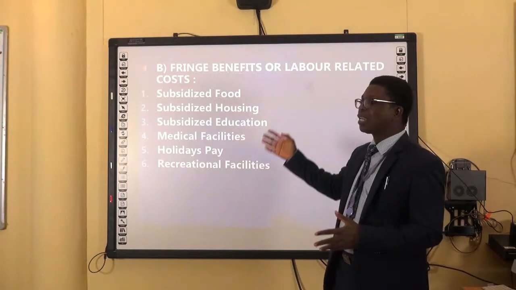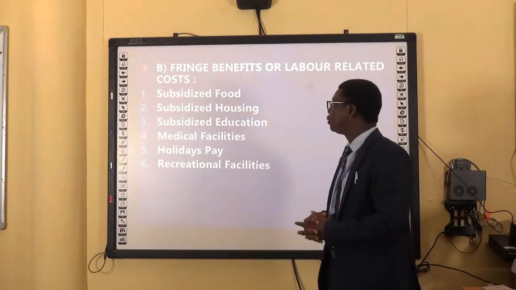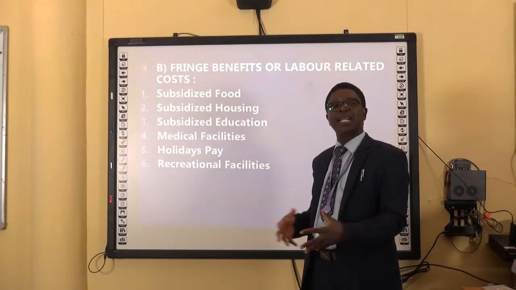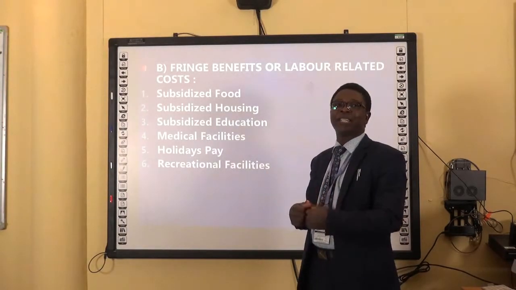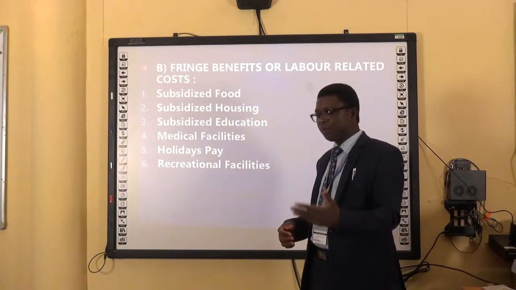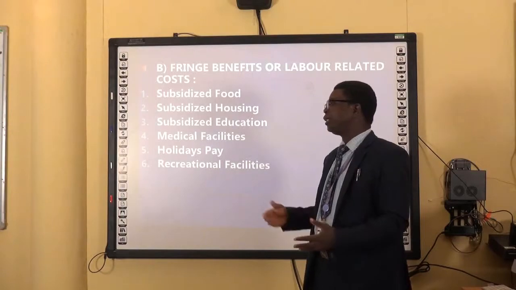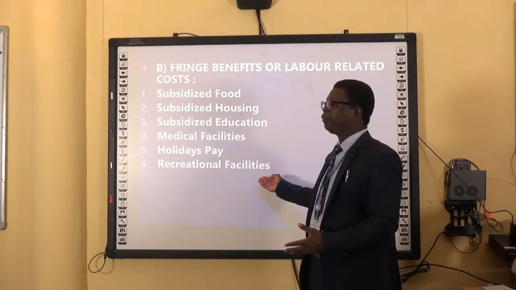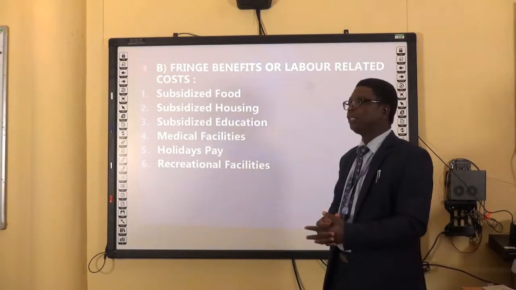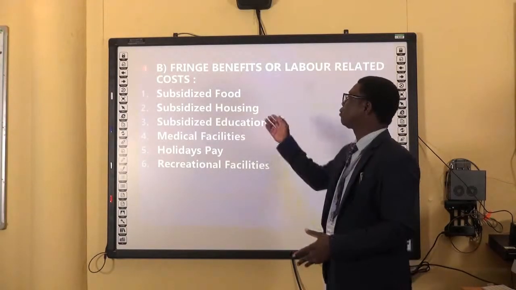We have a typical example, subsidized food. In some organizations, the cost of food in the canteen has been subsidized by the organization. So instead of paying for a plate of food at maybe 500 naira, the management may have paid maybe 50%. So instead of paying 500 naira, you pay 250 naira, subsidized food.